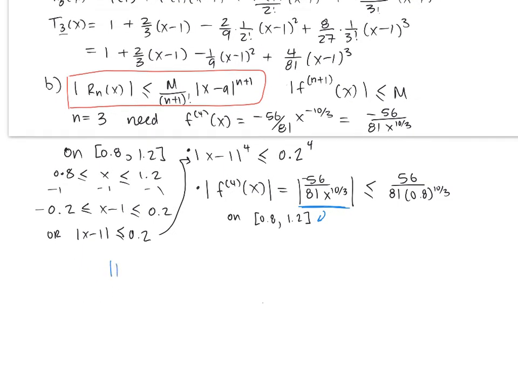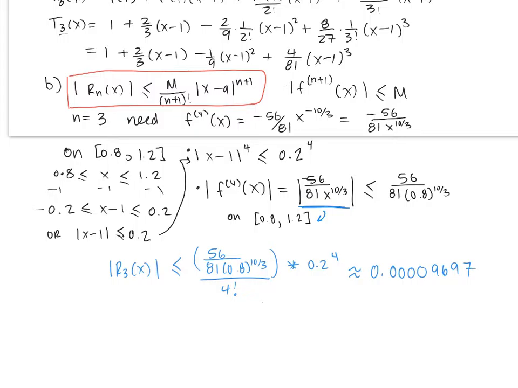So the absolute value of R3 of x is less than or equal to 56 over 81 times 0.8 to the 10/3, over how many factorial? 4 factorial, times 0.2 to the 4th, which comes out to be approximately 0.000009697.